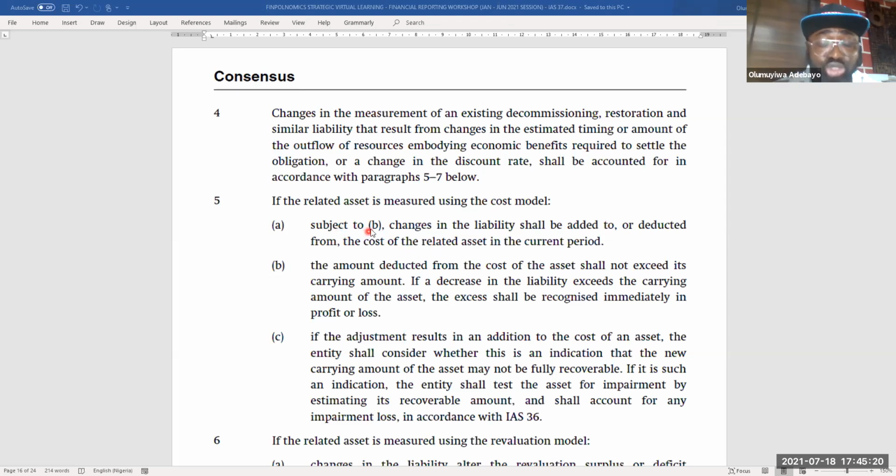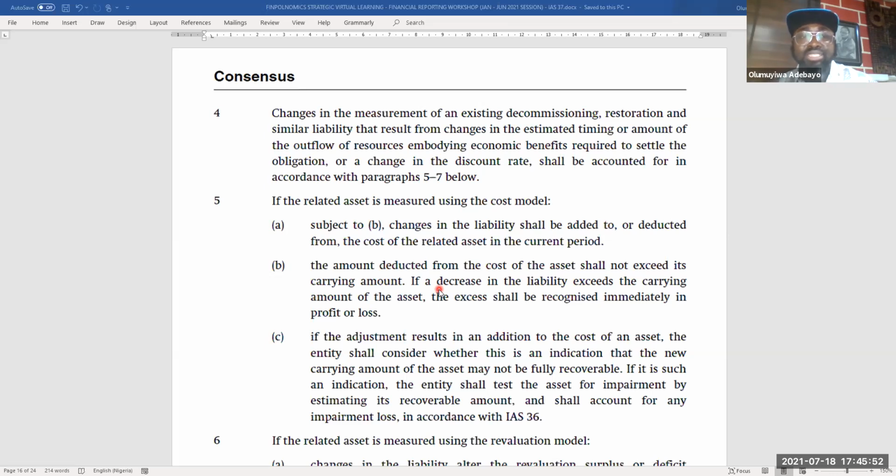Now, what is the condition that was stated here? That the amount deducted from the cost of an asset shall never exceed the carrying amount of the asset. What it means is that the 2 million you are deducting from the asset, in my second example, must not be more than the carrying amount of that asset, which means the 2 million will be deducted in full, provided the carrying amount of the asset is more than 2 million. If the carrying amount of the asset is 3 million, when you deduct 2 million, what is left is 1 million. And that 1 million will be the new carrying amount.